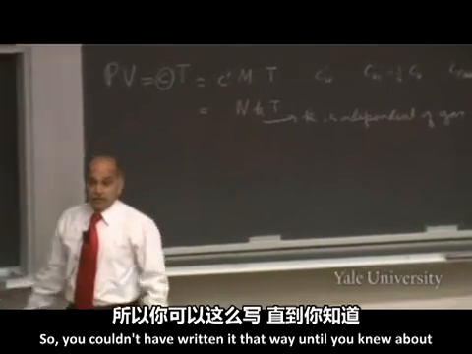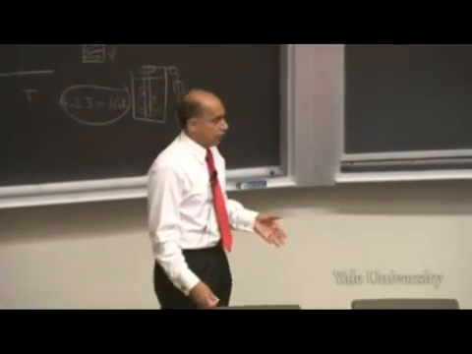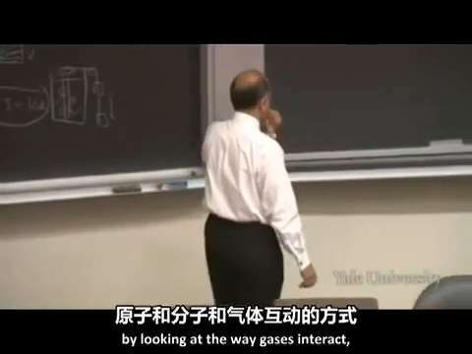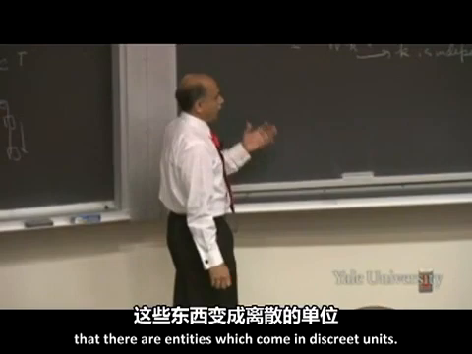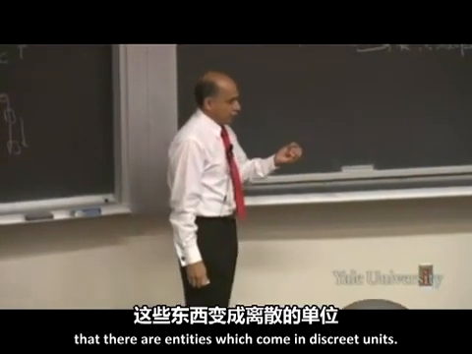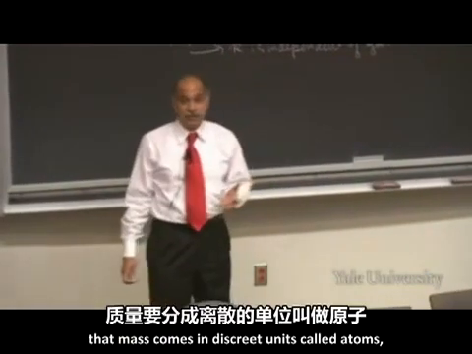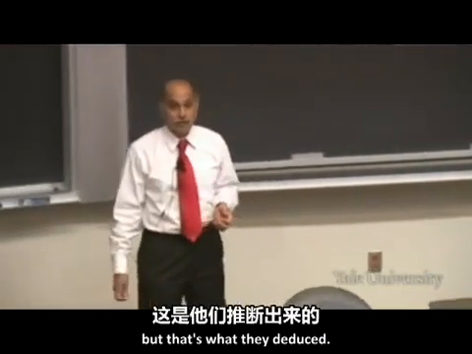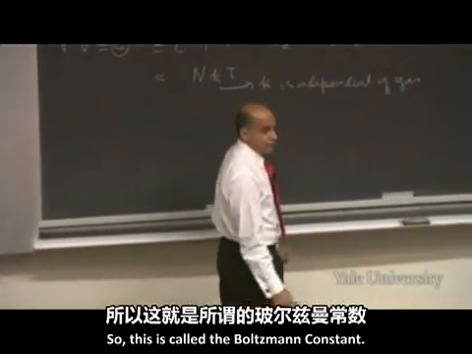So you couldn't have written it that way till you knew about atoms and molecules. And people were led to atoms and molecules by looking at the way gases interact. It's a beautiful piece of chemistry to figure out that there are entities which come in discrete units. It was not at all obvious in the old days that mass comes in discrete units called atoms, but that's what they deduced. So this is called the Boltzmann constant.